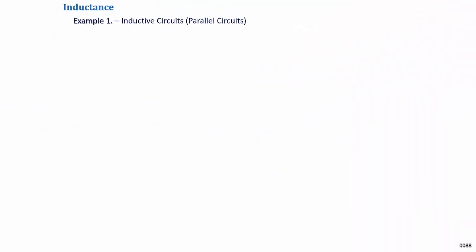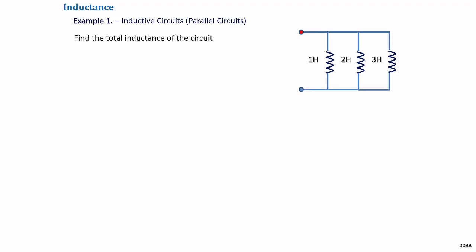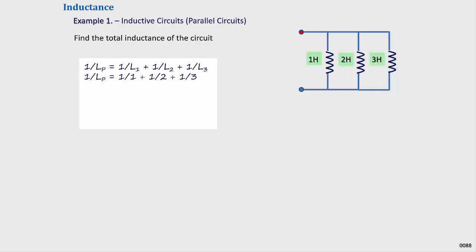The following example is in the accompanying workbook, Inductive Circuits, Parallel Circuits. Here we are required to determine the total inductance of the parallel circuit. The reciprocal of the total inductance of a parallel connected circuit is the sum of the reciprocals of all the individual inductors. Substituting the values, 1 over Lp equals 1 over 1 plus 1 over 2 plus 1 over 3, which equals 1.83, which is the reciprocal of Lp.